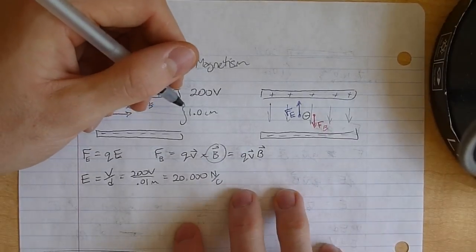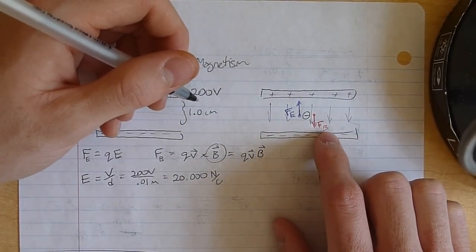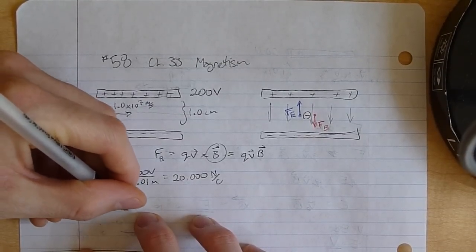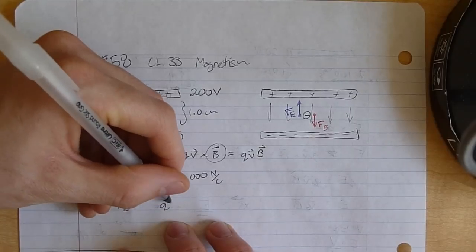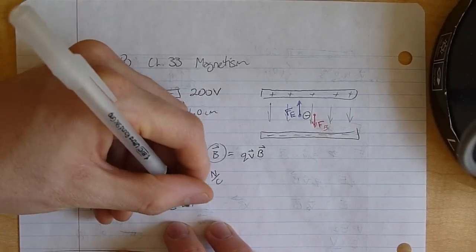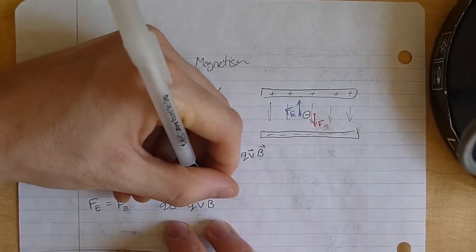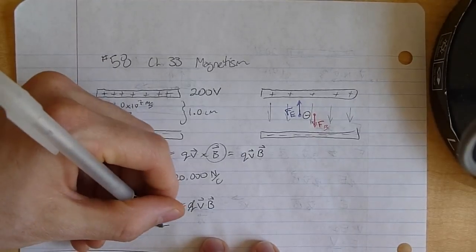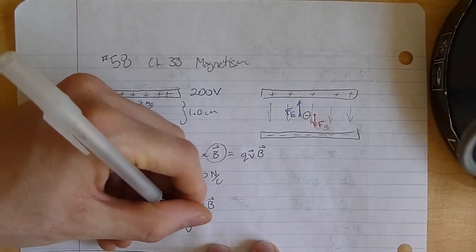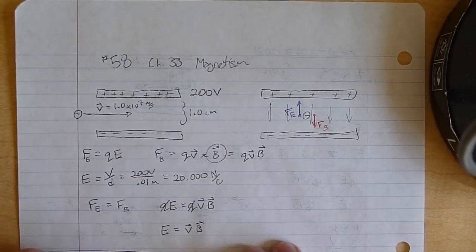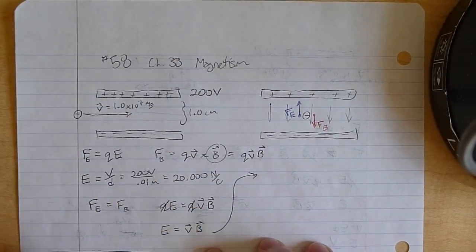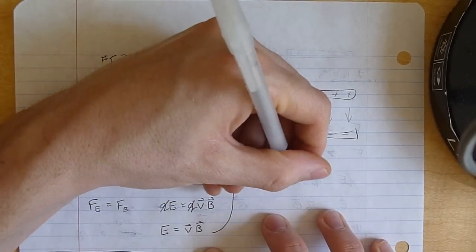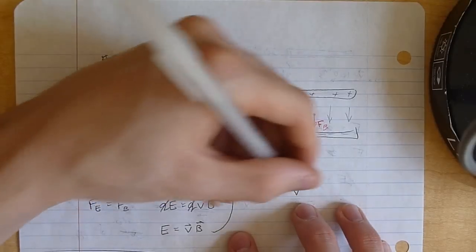So we know that the force from the electric field has to be equal and opposite to the force of the B field. That means FE is going to be equal to FB. So we can set up our two equations. We have QE equal to QVB. You'll notice we have the charge of the electron on both sides, so that cancels. We get E equal to velocity times the magnetic field. This tells us that the magnitude of the magnetic field is equal to the electric field over the velocity of the electron.